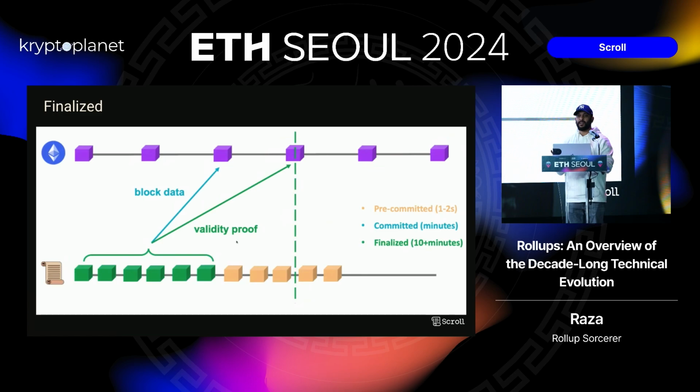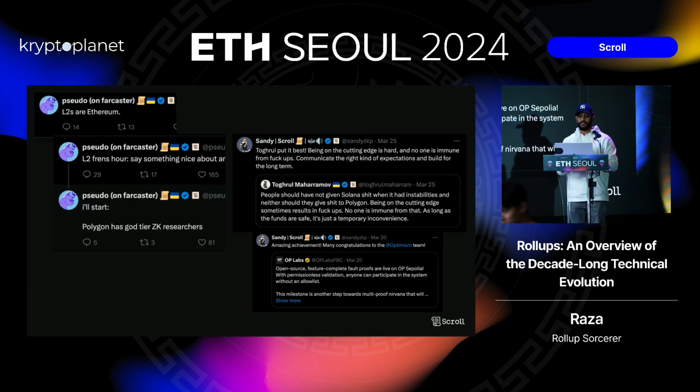So that's called the finalized state. And so, no shade. We'll talk in a bit why a ZK rollup has an edge. But before I actually go into that, all L2s are Ethereum. We have a good relationship with other rollups.